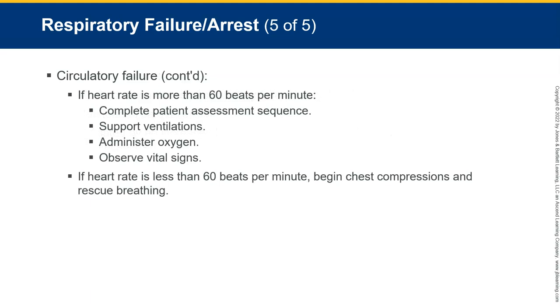So if the heart rate is more than 60 a minute, we're going to do that patient assessment sequence. We're going to support some ventilations if they're needed. We're going to put on O2. We're going to get some vital signs. Now, if the heart rate is less than 60 and there are signs of poor circulation, we're going to begin chest compressions and rescue breathing.